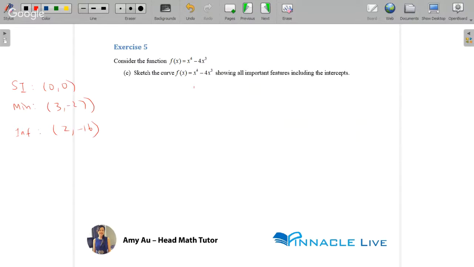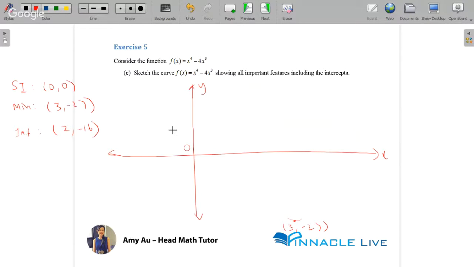Now, this time we're running blind a little bit. We don't have a first derivative table, so you'll have to use a bit of experience and guesswork to see what it's going to look like. All right, so 3, -27, let's say it's about here. That one we know is going to be a minimum, and that one's inflection. So they have to join up.